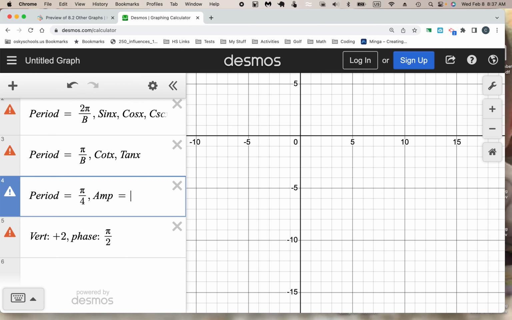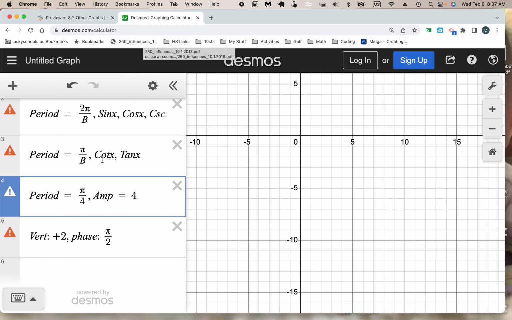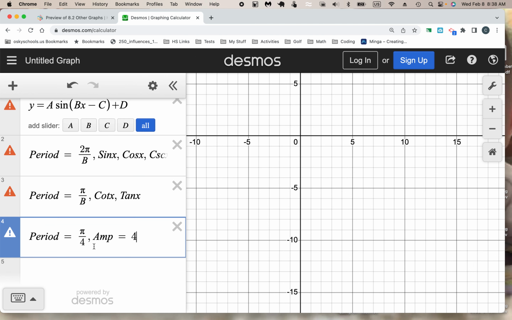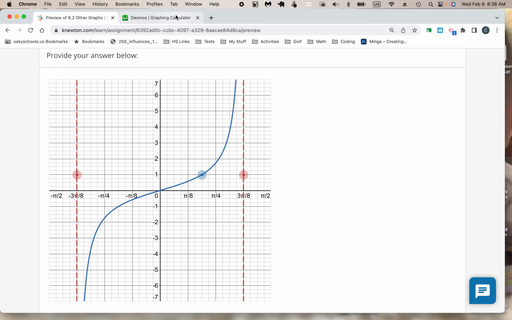My amplitude was 4 because of the leading coefficient on this equation. And I don't need to worry about the vertical or the phase shift. So I'm going to ignore those by just hitting X. So I just need to graph the period and the amplitude. So we're going to start with the period. It needs to be, period was pi over 4.